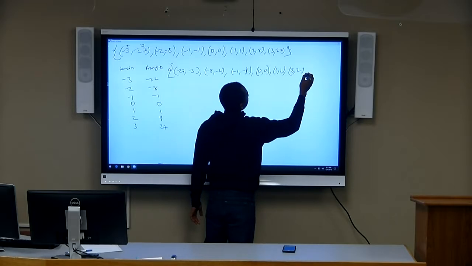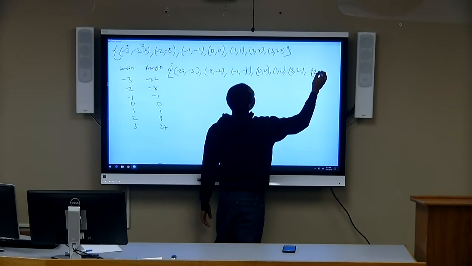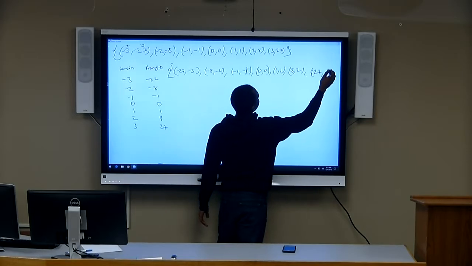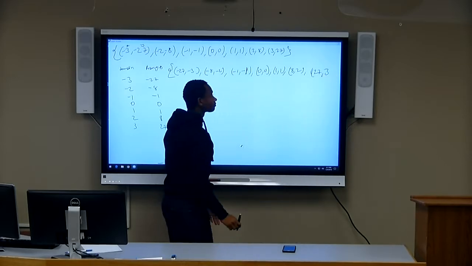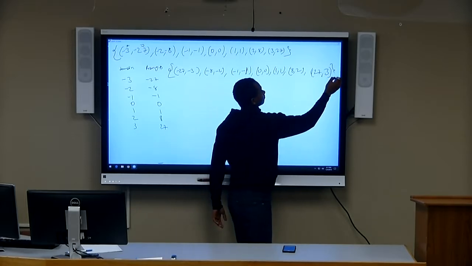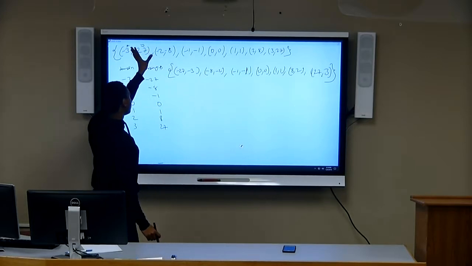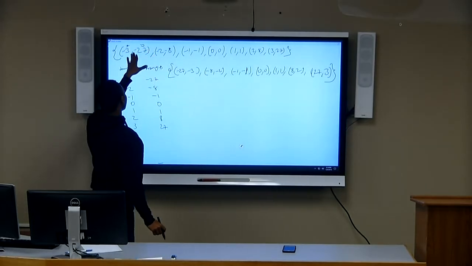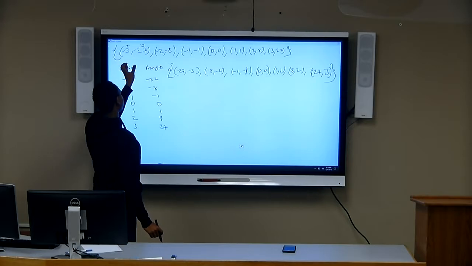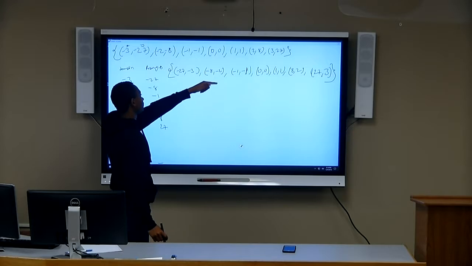So the last one is going to be 27 and 3. So this is the inverse of this function. Sorry, the inverse of the ordered pairs. This is -3. The inverse of that ordered pair here, the inverse of that, the inverse of that.